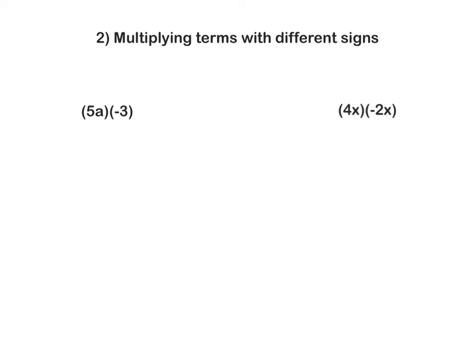Now let's try to multiply terms with different signs, okay? Here we have 5a multiplied by minus 3. So positive multiplied by negative is negative, yeah? So we have number by number, letter by letter. So 5 multiplied by minus 3 is minus 15a.